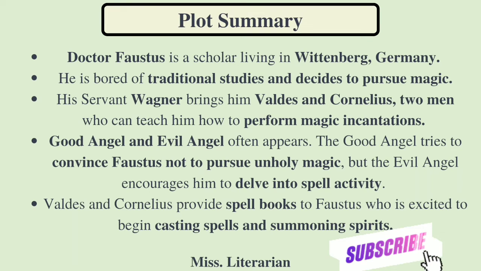His servant Wagner brings two men. Their names are Valdes and Cornelius. So these two men teach him to perform magic incantations.